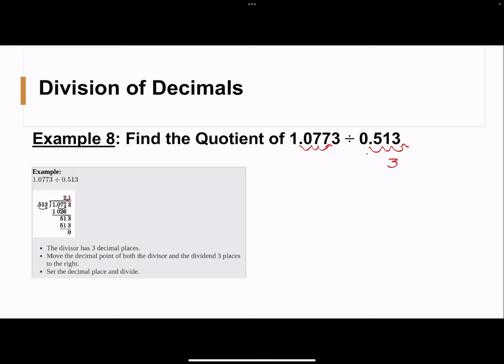513 goes into 1,077 2 times. 2 times 513 is 1,026. When I subtract that, I get 51. I bring down the remainder of 3. 513 goes into 513 one time. So my answer is 2.1. Basically, after you move the decimal points to the correct position, it's nothing more than dividing whole numbers.